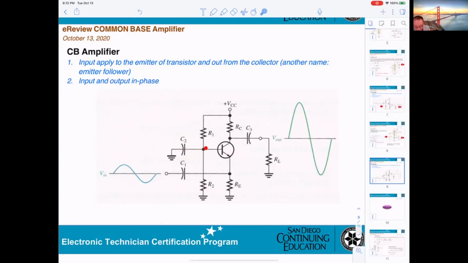If you don't have a DC voltage here, the transistor is not working, right? So this capacitor must be a DC blocking capacitor. That means for DC, it is open. That's why the voltage at the base does not go to the right. However, for AC, it is just like a wire. It shorts the base to the right.